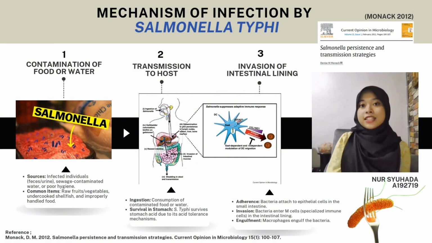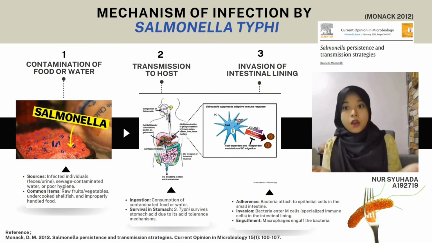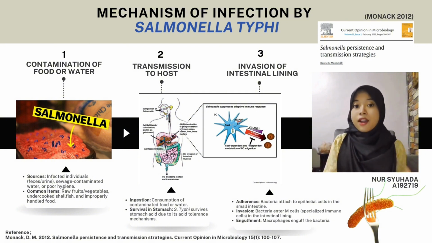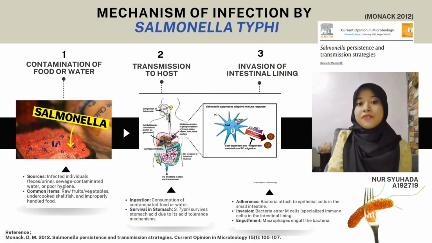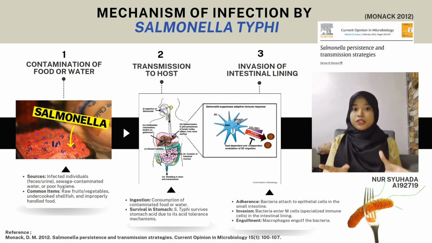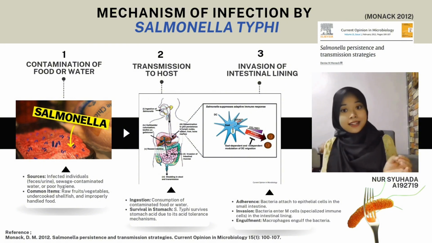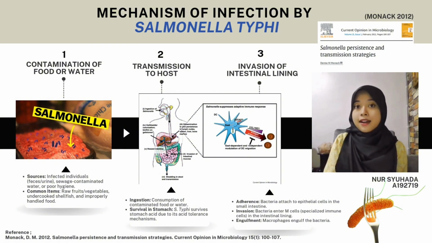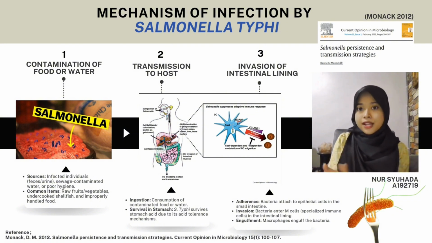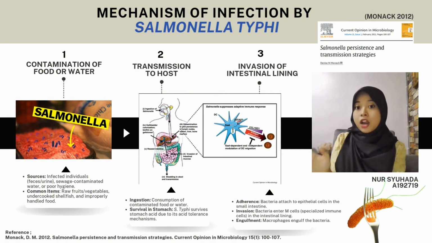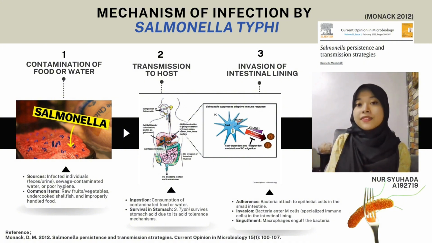Next is the second stage, which is transmission to the host. Transmission occurs when a person ingests contaminated food or water. Once in the body, Salmonella typhii survives the acidic stomach environment because of its acid tolerance mechanism. The third is the invasion of the intestinal lining. Here, the bacteria start by adhering to the epithelial cells in the small intestine. From there, they invade M cells, specialized immune cells in the intestinal lining, to cross the intestinal barrier. Inside, macrophages engulf the bacteria. However, instead of being destroyed, the bacteria exploit these immune cells to spread throughout the body, causing systemic infection and the symptoms of typhoid fever.